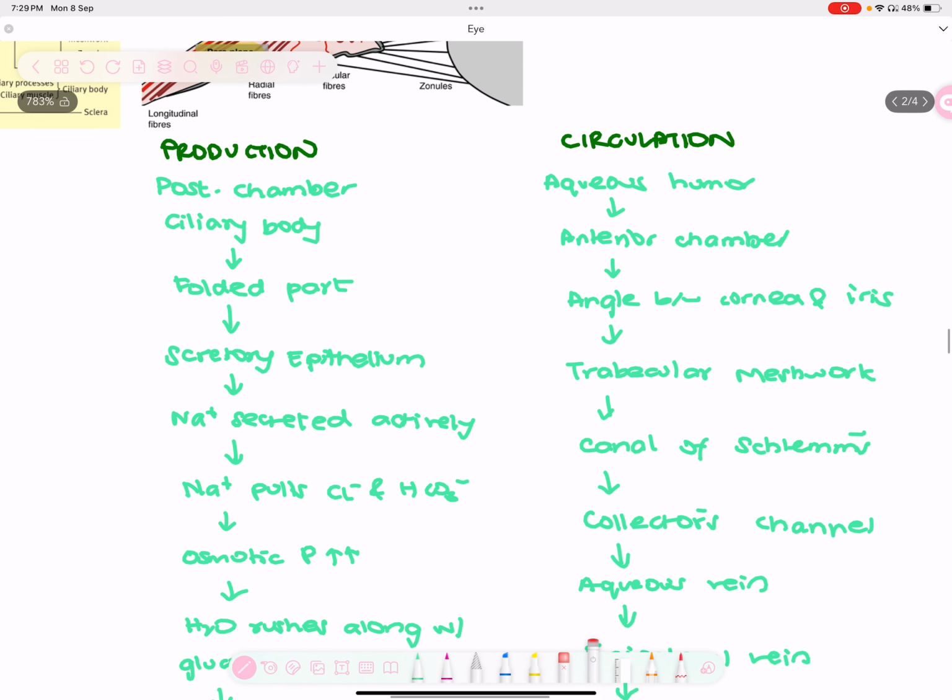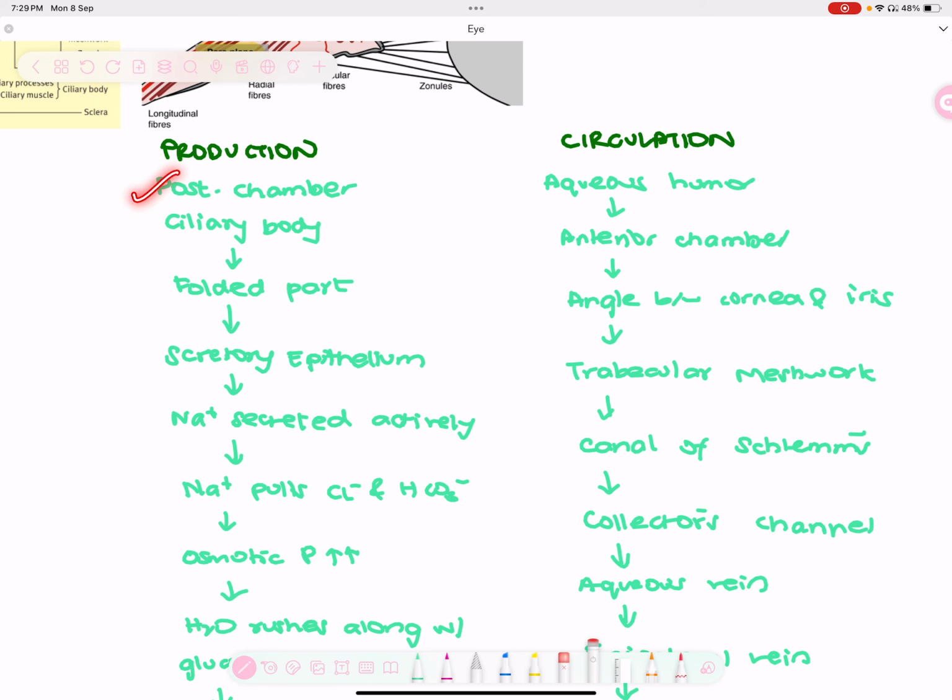Now, production. So production happens in the ciliary body. I already told you there's the ciliary body. It has ciliary muscle. It has stroma, highly vascular stroma, and epithelium, non-pigmented ciliary epithelium. It secretes the aqueous humor. Then sodium, chloride, bicarbonate follow, osmotic pressure increases, water is also dragged out. And where does all this aqueous humor come?